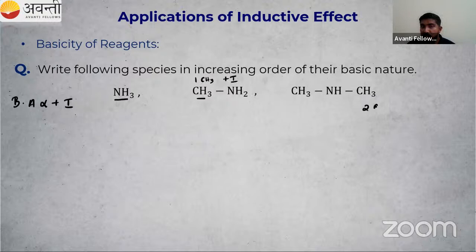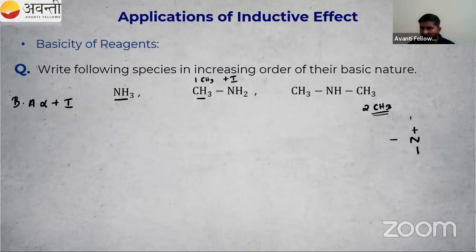Here there are two CH3 groups. So the plus I effect is increasing, as there are two groups showing plus I effect. So can you tell me the increasing order of basic nature? Which conjugate acid will be more stable? NH3 is taking one H plus, so a positive charge is there. One positive charge is present.